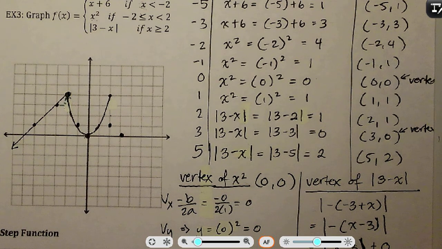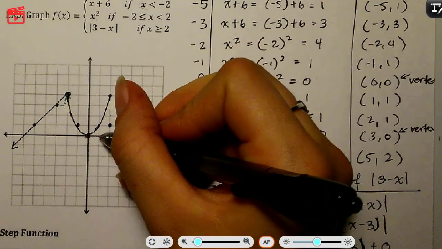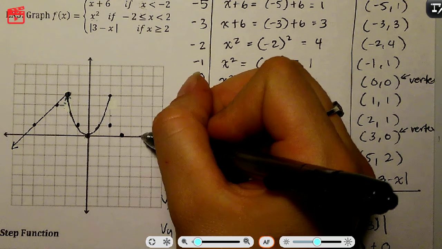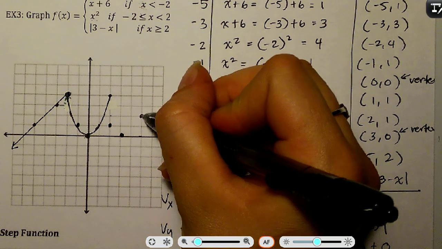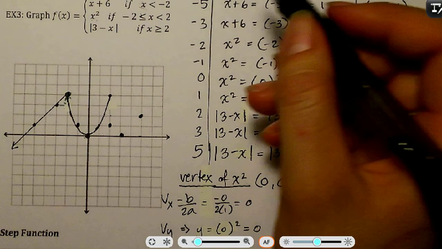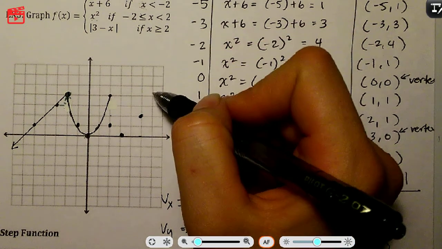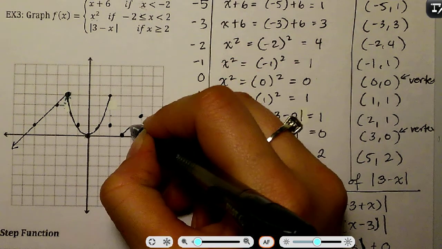And then, let's see, 5, 2. 1, 2, 3, 4, 5, 2, 5, 2. And I'm going to make sure, can this equal 5? Yeah, it can. So I'm going to go ahead and draw my graph up there.